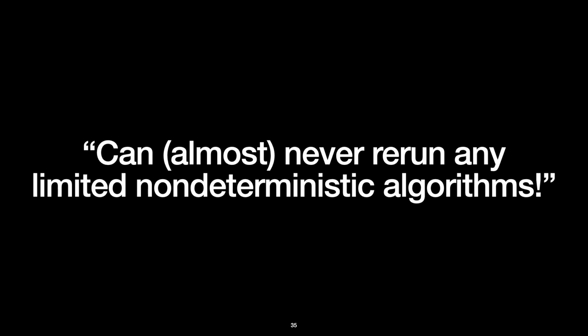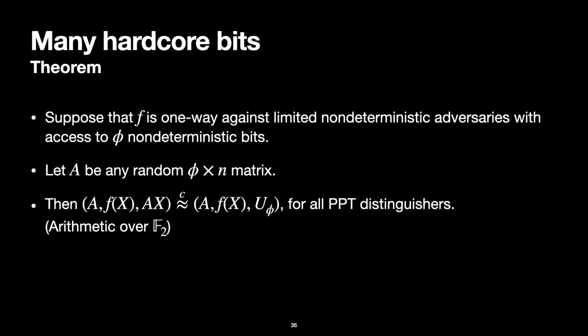But if there's one takeaway, it is that we cannot rerun limited non-deterministic algorithms without being very careful. But here is our main theorem statement for many hardcore bits. If we have f that is one way against limited non-deterministic adversaries with access to phi non-deterministic bits, and A is a random matrix, then the tuple A, f of x, A of x is computationally indistinguishable from A, f of x, a uniform phi bits for all PPT distinguishers.